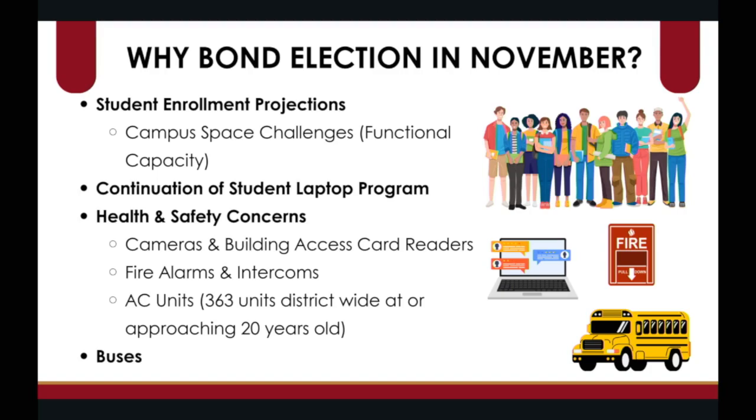So why a bond election in November? Again, as I started to say at the beginning, our student enrollment projections, our campus spaces and challenges, and our functional capacity. Every month at our board meetings, we give our board an update on our enrollment. And what we've started this year is not only do we give them an update, but we show the functional capacity at every single school so our board can see just how close we're getting to maxing out our schools with students. And I can tell you it's getting closer and closer every day.